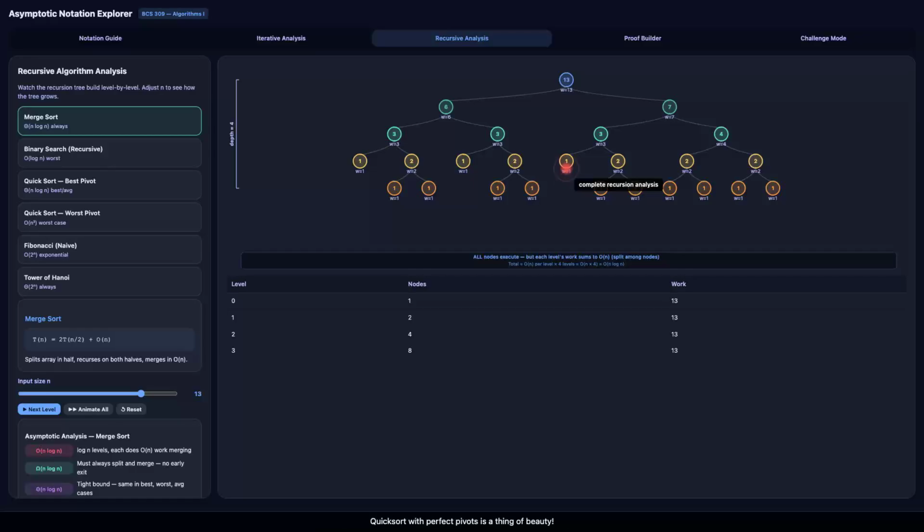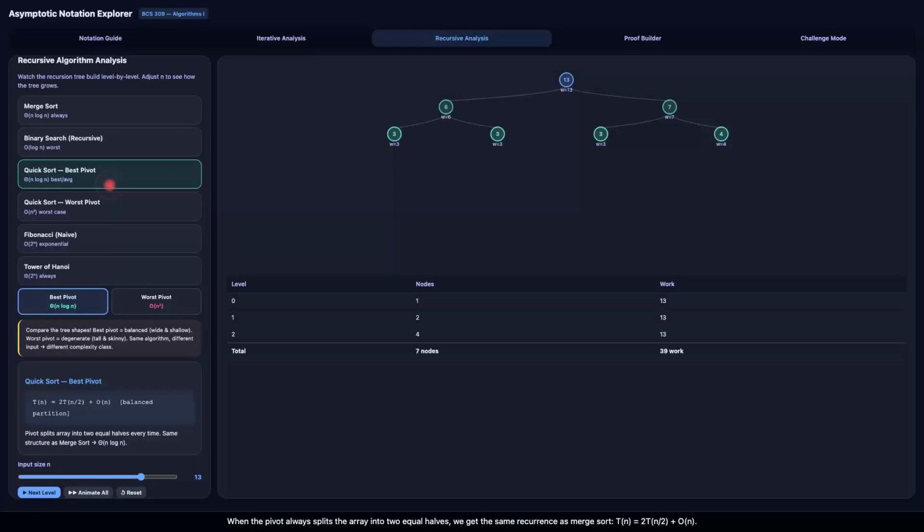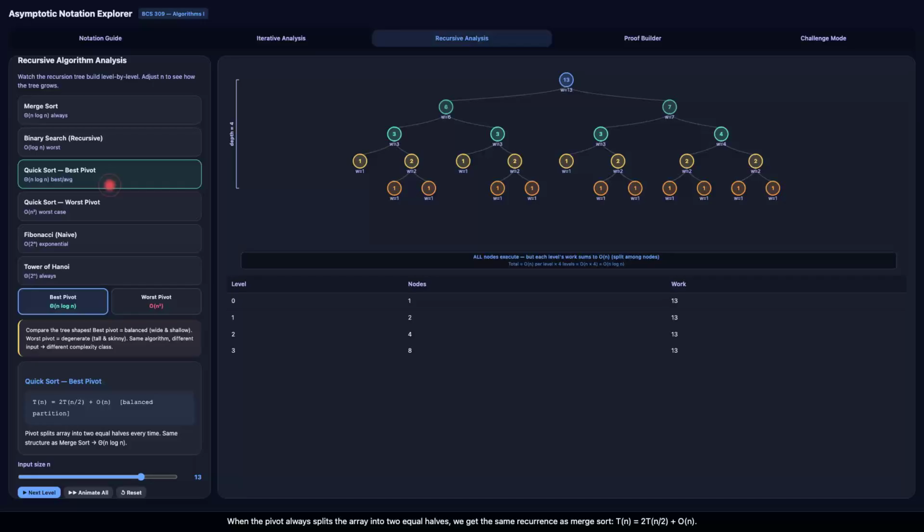Quicksort with perfect pivots is a thing of beauty. When the pivot always splits the array into two equal halves, we get the same recurrence as merge sort. T(n) = 2T(n/2) + O(n). The tree has log n levels, each level does O(n) partitioning work, and we end up with O(n log n). In the best and average cases, quicksort matches merge sort's performance. The difference is that quicksort sorts in place, using only O(log n) extra space for the recursion stack.